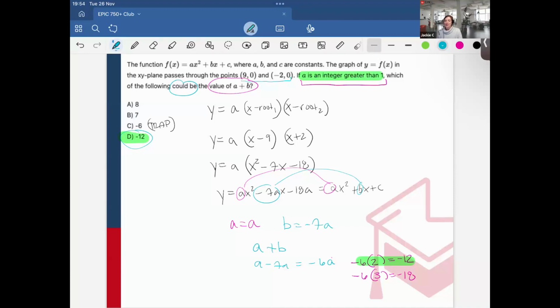Okay, so these are just some must-know concepts that I would for sure know before any SAT exam that you're taking, whether it be Blue Book or official.